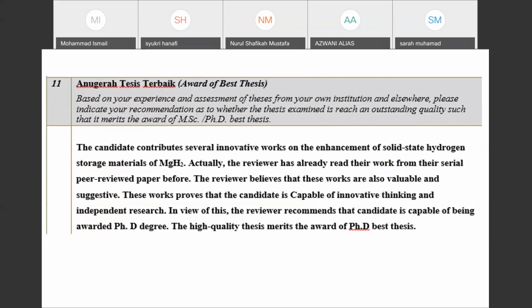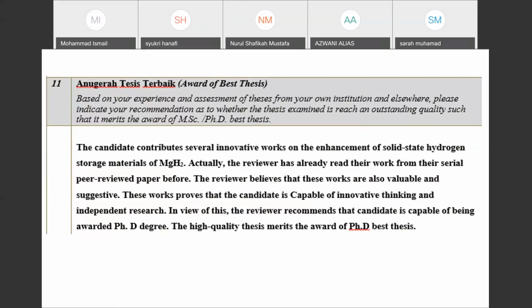I want to show one more report for my PhD student. The candidate contributed several innovative works on the enhancement of solid state hydrogen storage material of MgH2. I want to highlight here that the reviewer had already read their work from their serial peer review papers before. Before UMT sent the thesis to the examiner, the examiner had already read my PhD student's work through the papers, so there is no problem.